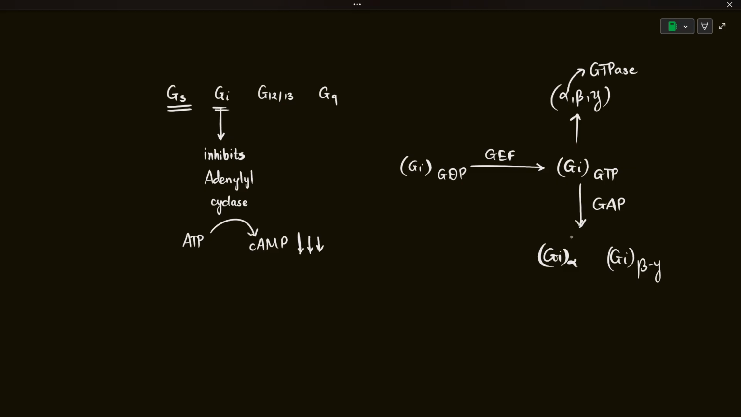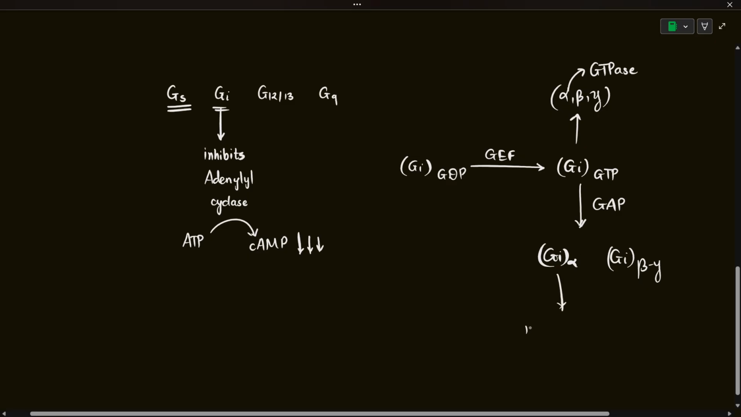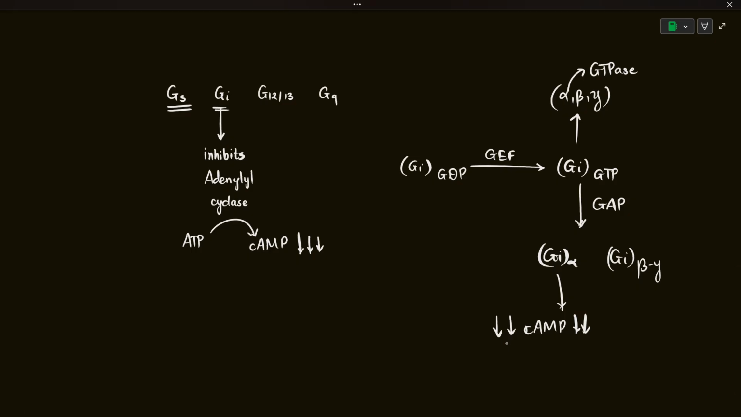Okay, so this alpha subunit, which has been activated due to the GTP hydrolysis, is going to inhibit adenylyl cyclase. And due to the inhibition of adenylyl cyclase, the cAMP levels will decrease in the cell, and that will result in muscle relaxation. So it has exactly the opposite effect of what GS shows inside the cell, right? We discussed GS in yesterday's class, and that is why I summarized the GI protein in today's class. So this is how the signaling pathway goes for the GI protein.